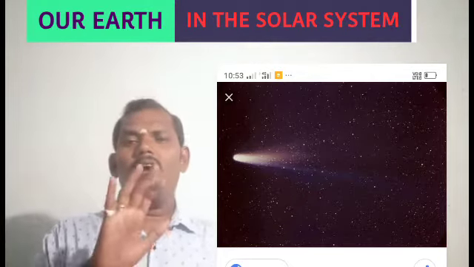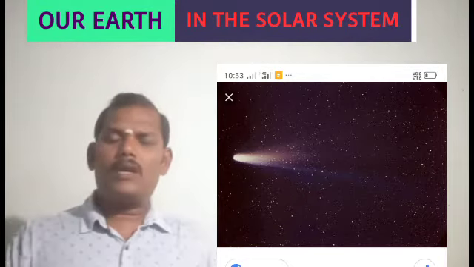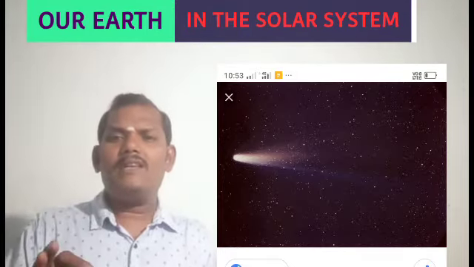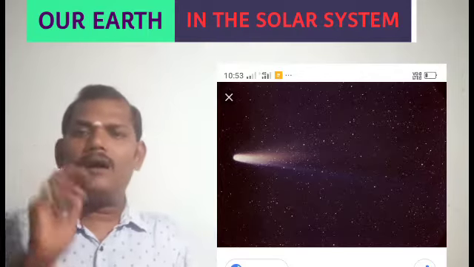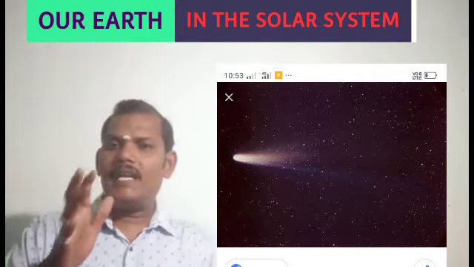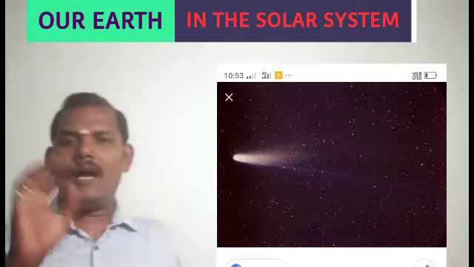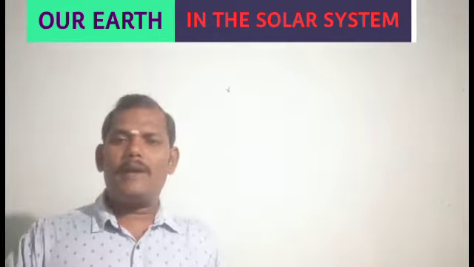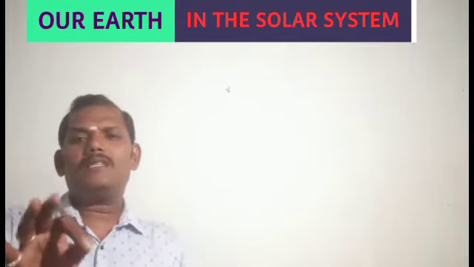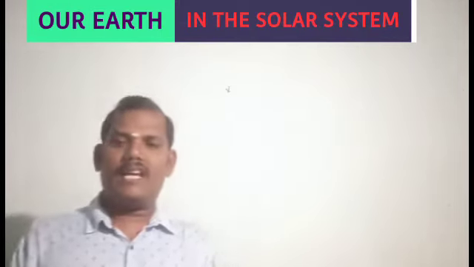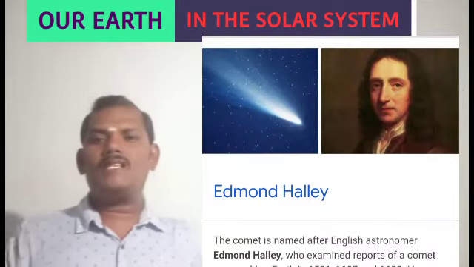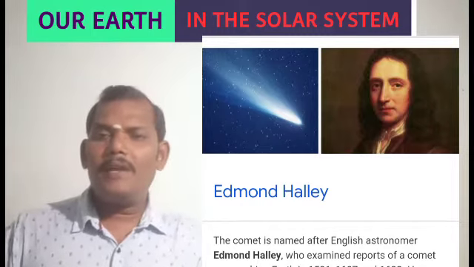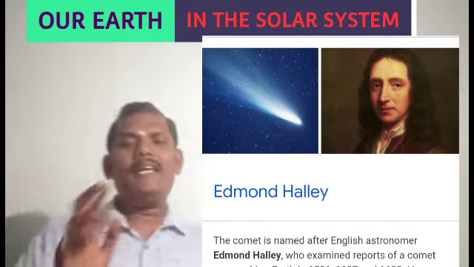Okay, these are the comets. They are also small rocky bodies. Which is the great example of a comet? Halley. Why? Because it was discovered by Halley, the name of the scientist, so it is called Halley's comet. When did it appear? In 1986, and again it will appear in 2061.